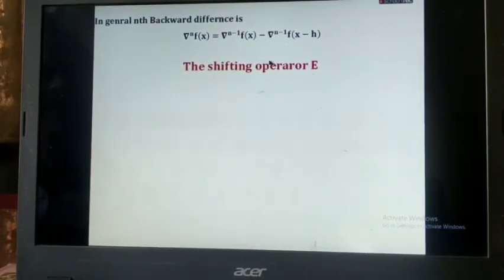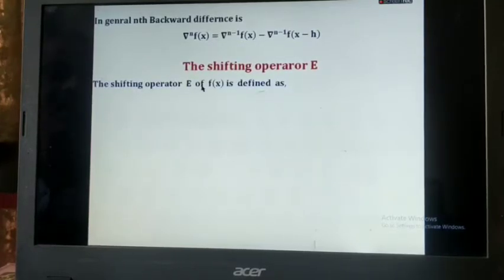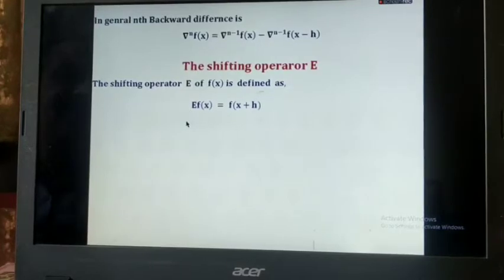Now to define the shifting operator E. E is called the shifting operator. This E is applied to f of x. What it changes can be seen. The shifting operator E of f of x is defined as E of f of x is equal to f of x plus h. If E is applied to f of x plus h, then E square f of x means E of f of x plus h, which is f of x plus 2h.